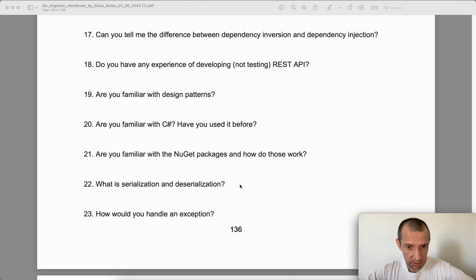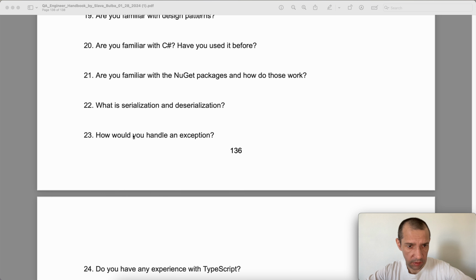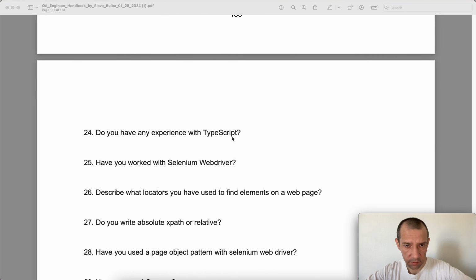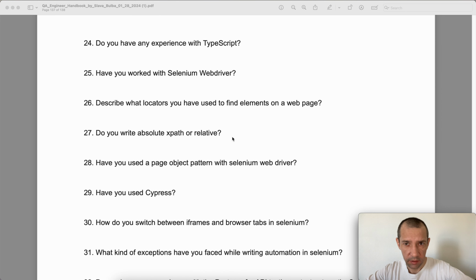What is serialization and deserialization, in terms of converting objects from a programming language object to a byte stream and so on? How would you handle exceptions? Here I answered about handled and unhandled exceptions, that you can throw your own when needed, like a runtime exception, to fail a test in some specific situations. Do you have any experience with TypeScript?